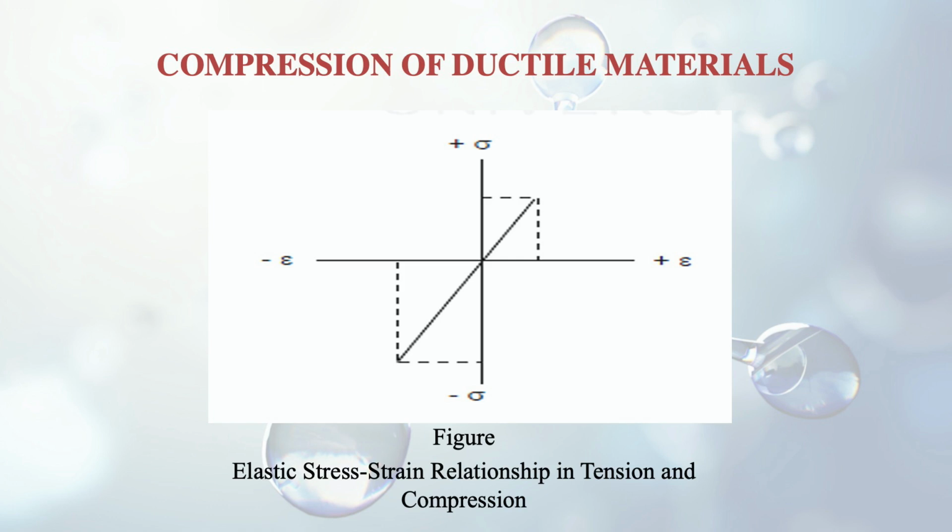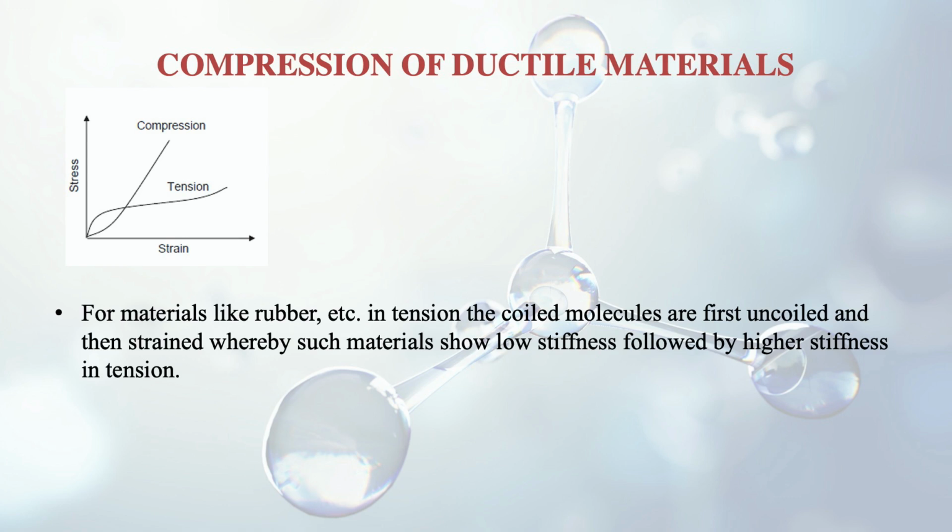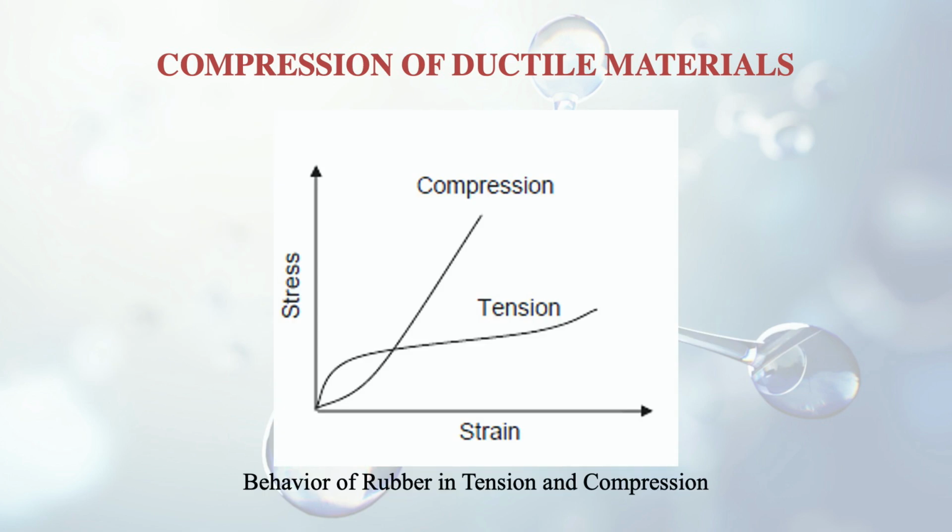Elastic stress-strain relationship in tension and compression is shown here, and we have seen that in compression it is more as compared to tension. So here is the behavior of the material rubber. For materials like rubber, in tension the coiled molecules are first uncoiled and then strained, whereby such materials show low stiffness followed by higher stiffness in tension. You can see here this curve, the compression one. At the lower level there is a slight decrease in the stiffness, and then it goes on increasing further and further. So the demonstration will be here.